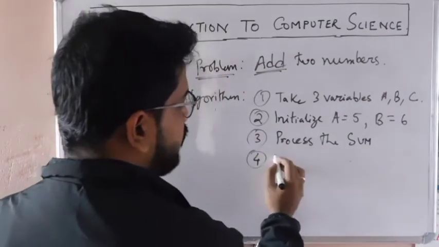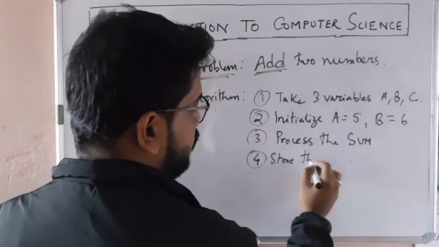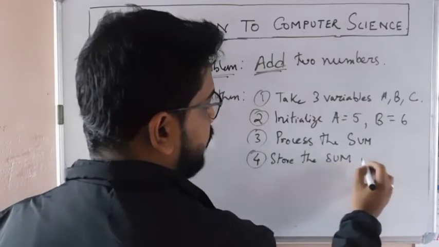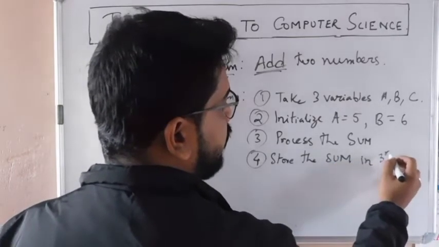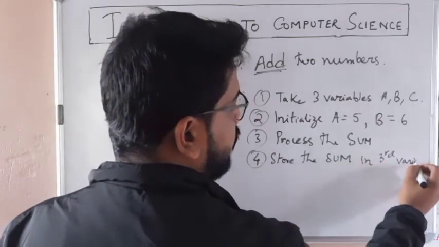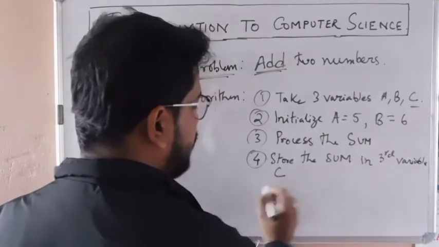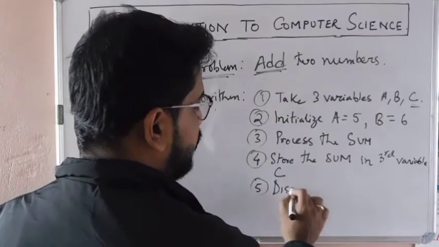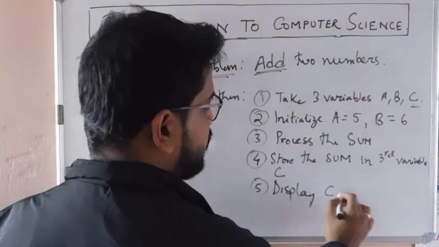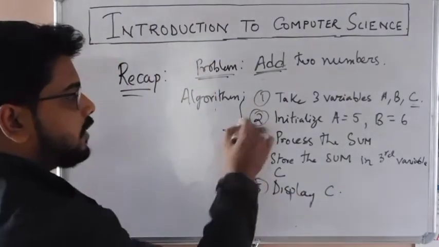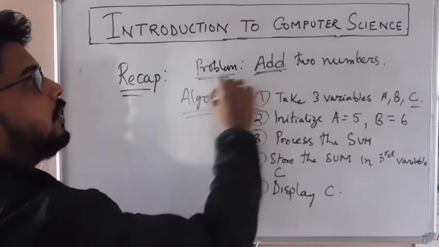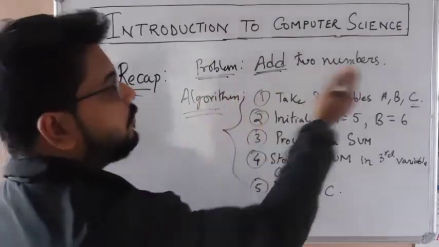Number 4, store the sum in the third variable. What is the third variable? The third variable is C, and number 5, display C. So all these steps are the algorithm for solving this problem, which is addition of two numbers, right?